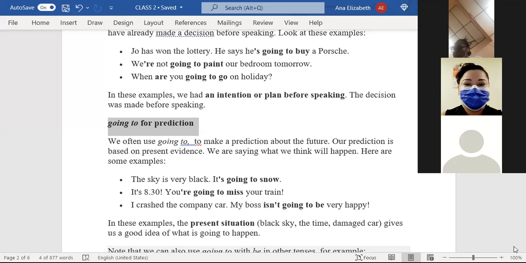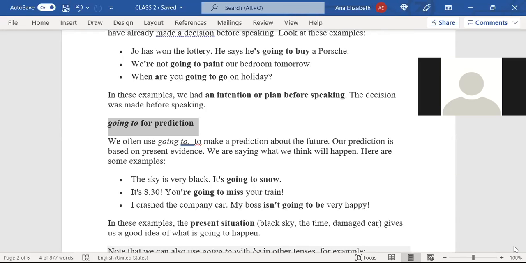Okay, the sky is very black. It's going to rain. Todos decimos eso. Va a llover. It's 8:30. You are going to miss your train. ¿Qué otro ejemplo podemos poner? Vamos a llegar tarde al trabajo. ¿Cómo podría ser? We're going to... Digámoslo todo, porque es una prediction. It's 8:30.